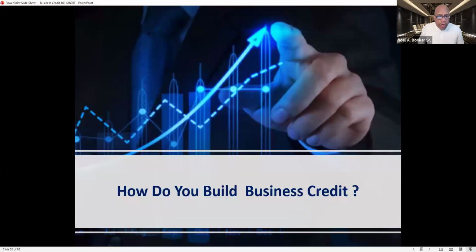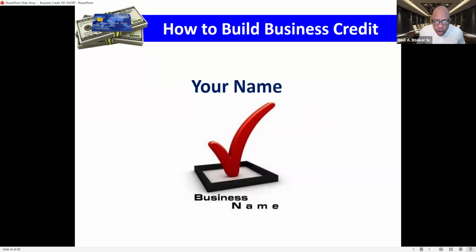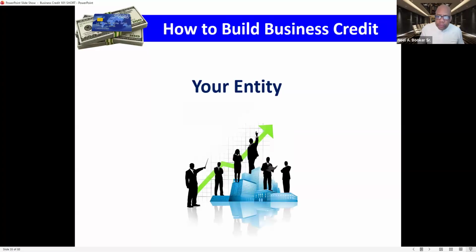How do you build business credit? We're going to go over the quick steps of how to build business credit. Make sure your business is set up credibly. Of the steps to build business credit, making sure your business is set up credibly is the most important piece. You've got to start with your name. You go to the Secretary of State and you register your business name.